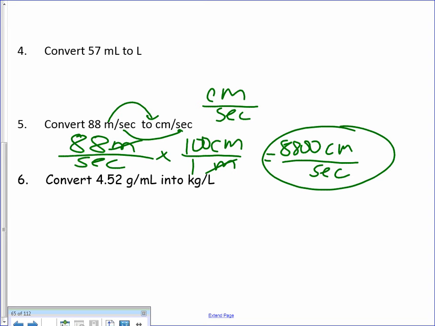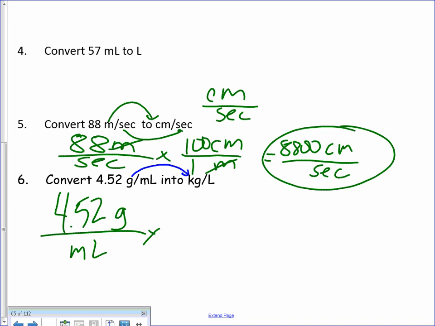Okay, number 6. 4.52 grams per milliliters. What is changing on the numerator? To what? Kilograms. So you see grams to kilograms. Is there another change? Yep. We also have to consider the denominator because it is changing from milliliters to liters. But we can't do both at once. Let's just do the numerator first, stop, and then do the denominator.